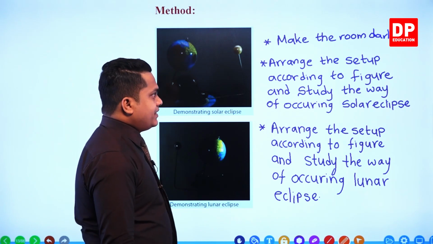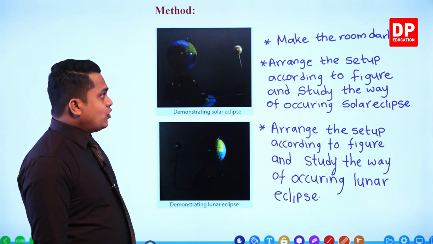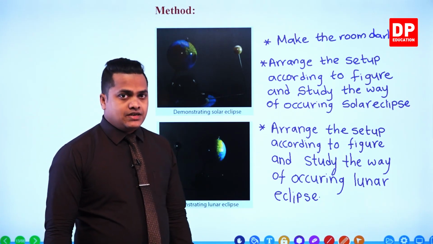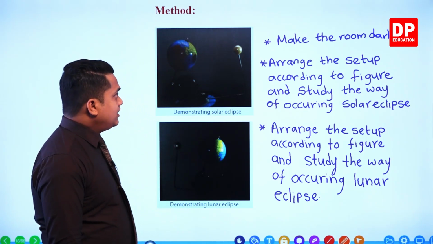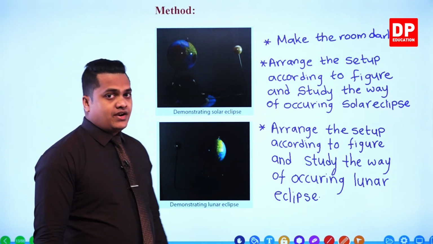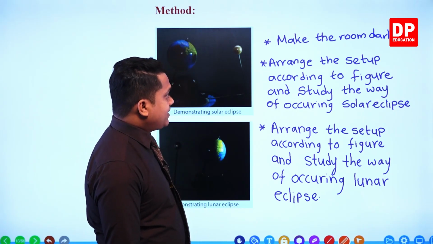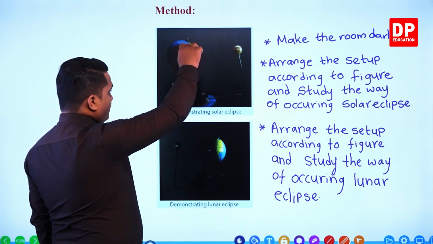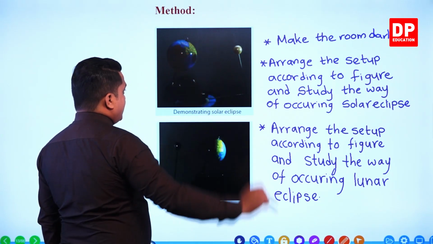So it's very simple, my dear children. As you can see here, two figures are given. I think you already know what these objects are. The yellow color one represents the sun. The smaller one represents the moon. And the blue color ball represents our planet Earth. Right? So first of all, you have to arrange the setup according to the figure over here. So the moon should be over here, right? Then this is the sun and this is the planet Earth.